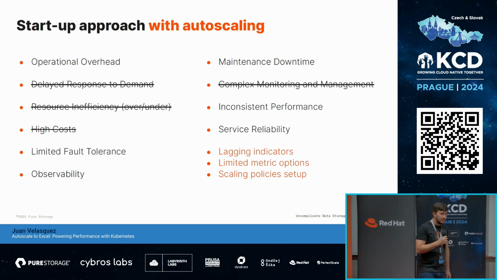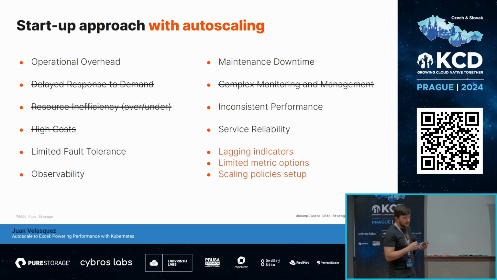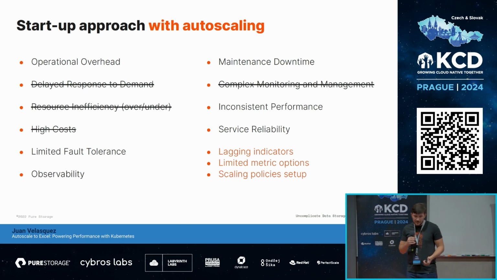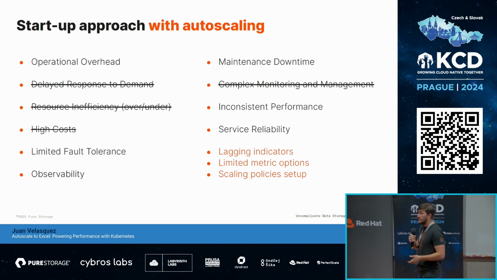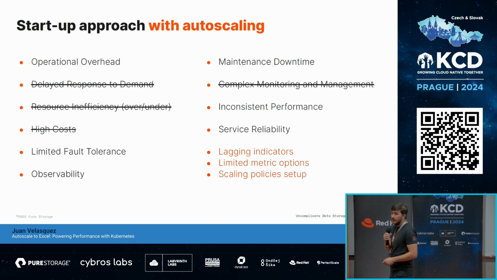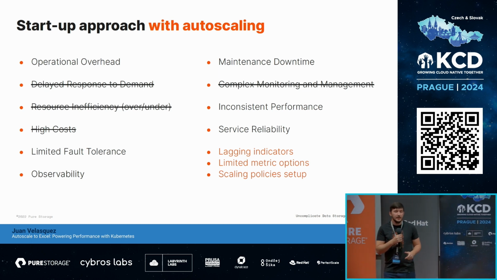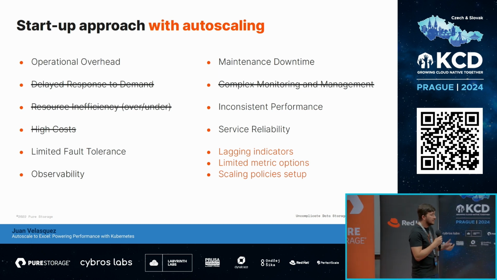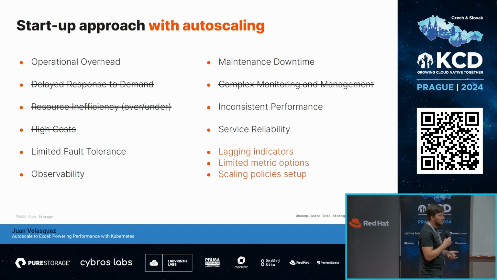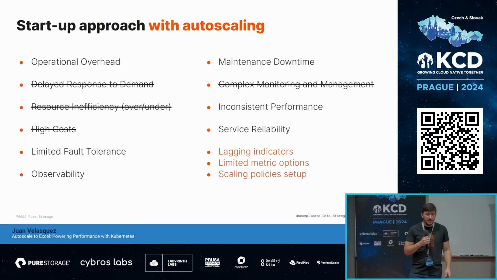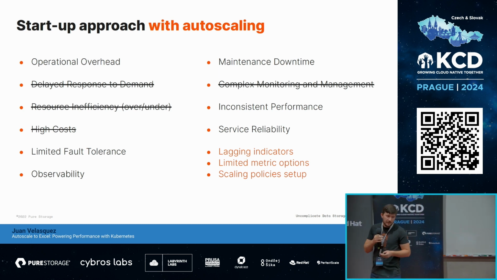This is all taken care of, but we find out about three new things. Lag indicators. So we're scaling based on resources. Basically, we're scaling once we are running on like 90% of memory or high CPU usage. So we are scaling once we are starving already.